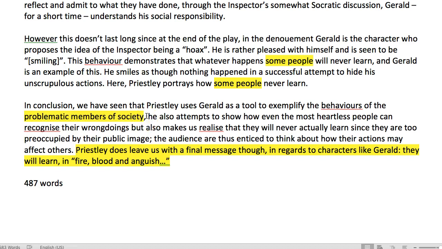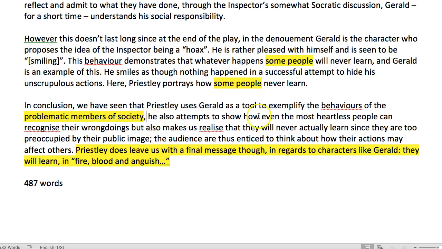Who do they represent? Again, these are symbolic constructs, and we really are, with Priestley, talking about the hard-headed businessman that Birling talks about. We're talking about the ruling classes. We're talking about rich men.